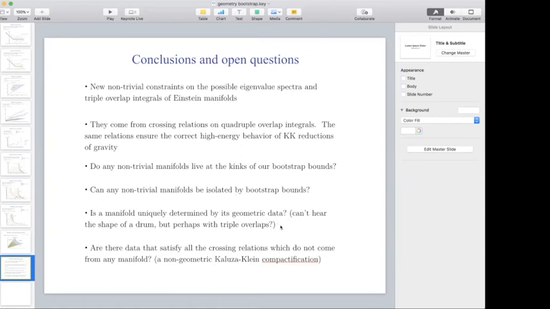And then mathematically, we'd like to know, is a manifold uniquely determined by this geometric data? Or are there true non-geometric Kaluza Klein compactifications? Are there data that satisfy all these crossing relations that do not come from any manifold, which would give a true non-geometric compactification? Okay, so I'll stop there.